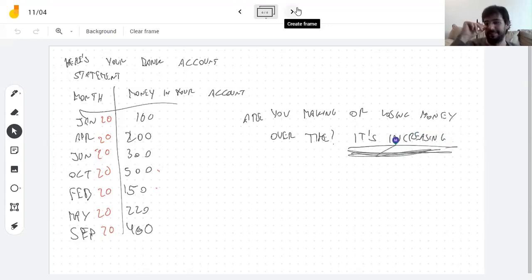All right. So Sam and Sydney, from now on you're going to be the economists. The economists, what makes you think that it's increasing? What about this table is increasing?